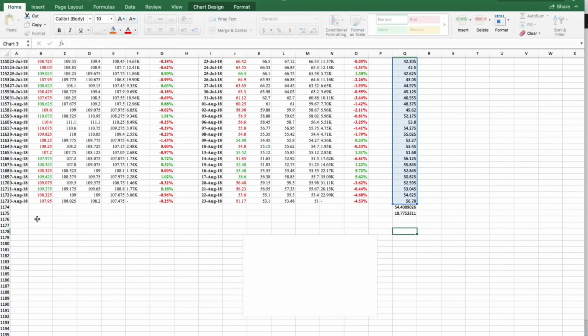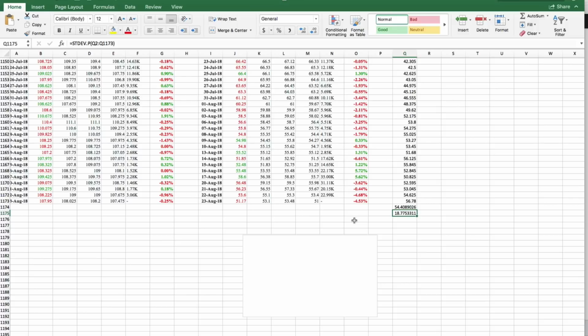So we have 1,171 observations. That's a very large sample. There's the mean reverting level, 54.408. Very close to the 52.5 we had for that short period of time. But look at the standard deviation, 18.775 versus 3, because we got a lot more variability over this 4-year period.